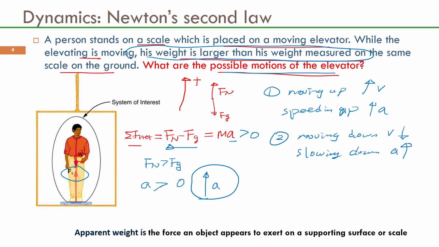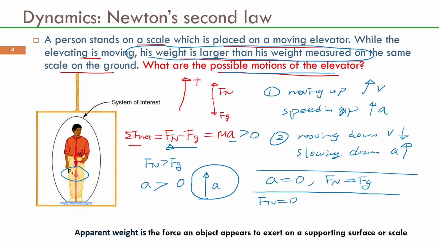Alright, what if the elevator is moving with constant velocity? If the elevator is moving with constant velocity, that means the acceleration is 0. That means the normal force from the scale equals the weight. That means his weight should not change compared to his weight on the ground. There is another very interesting scenario in this case, that is, what if the normal force becomes 0?